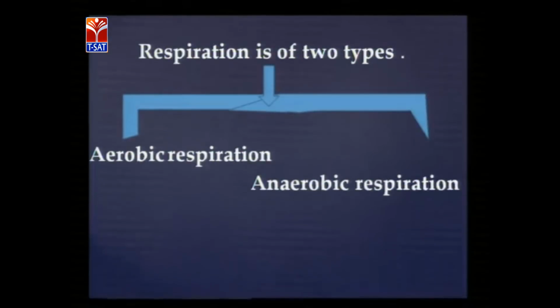Most of the chemical bond energy is released when food molecules are oxidized in the presence of oxygen. So respiration can be defined as a process of obtaining energy by the oxidation of food molecules. Respiration can be divided into 2 types, aerobic respiration and anaerobic respiration. This is divided on the basis of whether the respiration takes place in the presence of oxygen or in the absence of oxygen.